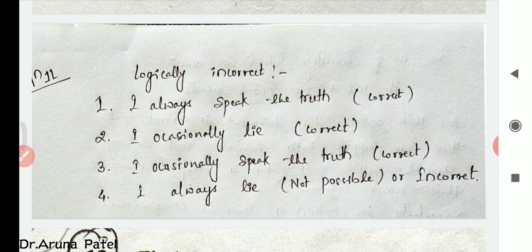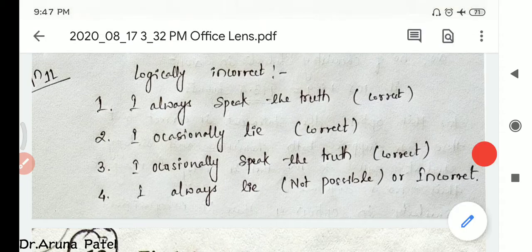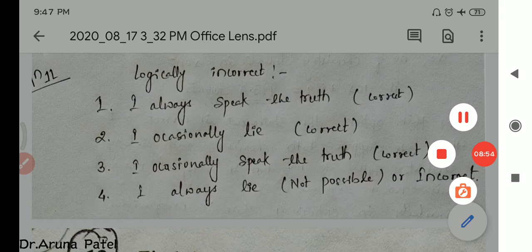Second is, I occasionally lie. This one is also correct, as someone may occasionally lie. The third one is, I occasionally speak the truth. This is also correct. Someone is joking or just telling a lie, and sometimes speaks the truth. But the fourth one is, I always lie. This is not possible practically. If somebody is always telling lies, this is the incorrect or inappropriate statement. So it is logically not possible, and this is the correct option for this question.